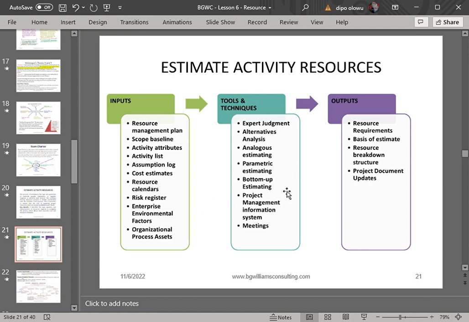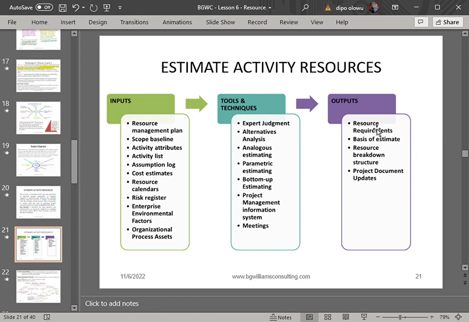Excuse me, sir, can I use the same estimating technique for resources as for cost and schedule? Yes. It is the same estimating technique for costing and scheduling that is also used for resource estimation. So you can see analogous estimation, parametric, bottom up, all these are the same estimating technique.